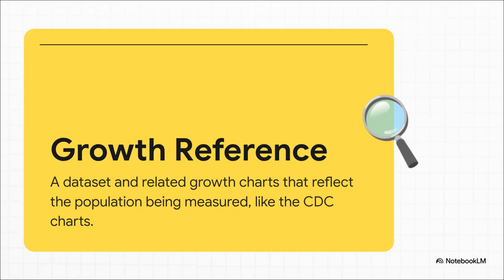Okay, so a growth reference is descriptive. It basically shows you how a population of kids actually grows. The CDC charts are the perfect example of this. They're based on data from a really diverse group of kids in the US. The key thing to get here is that they describe what is, not necessarily what should be.